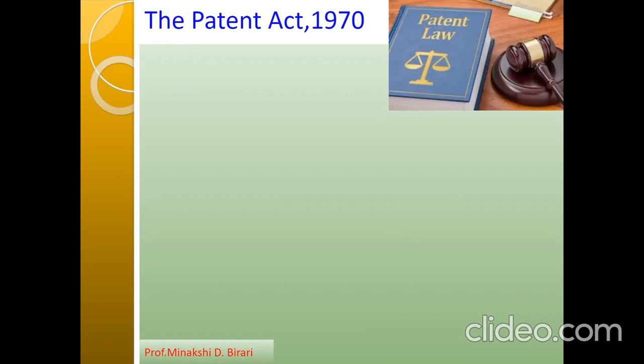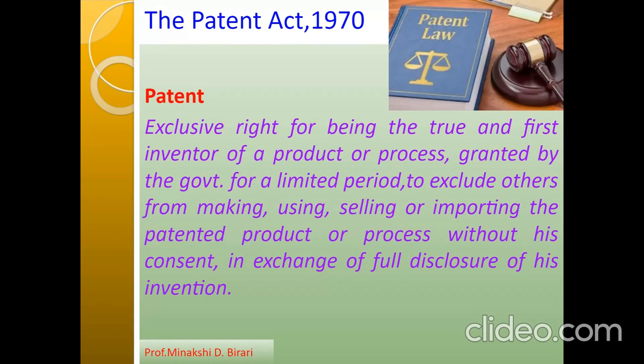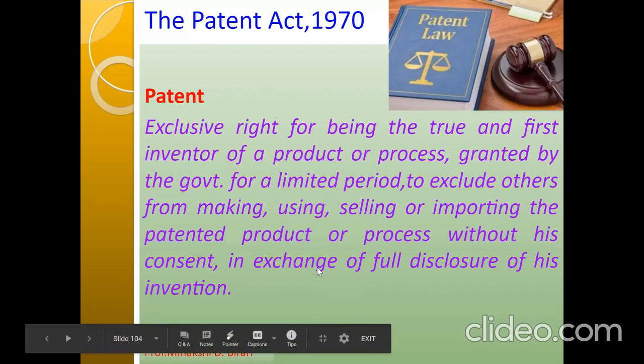The Patent Act 1970. According to this Act of 1970, the definition of the patent is given, that is again an exclusive right for being the true and first inventor of a product or process granted by the government for a limited period to exclude others from making, using, selling or importing the patented product or process without his consent in exchange of full disclosure of his invention.